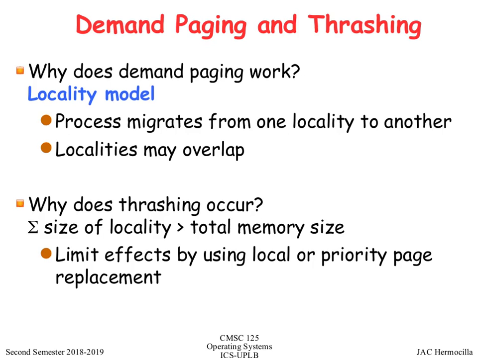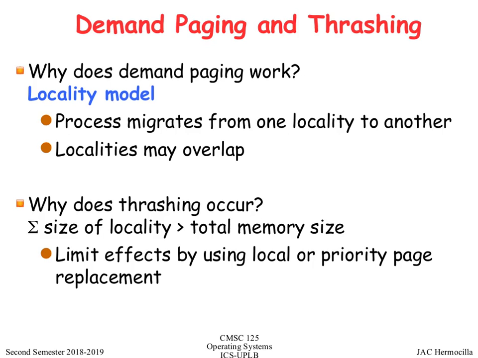So the question is, why does demand paging work? Actually, why does paging in general work? It's because of what you call the locality model. When you say locality model, if you have a program, most of the memory accesses that a program or a function is doing will be located in a certain range of memory area only, and that is what is being capitalized on by paging, demand paging, okay?